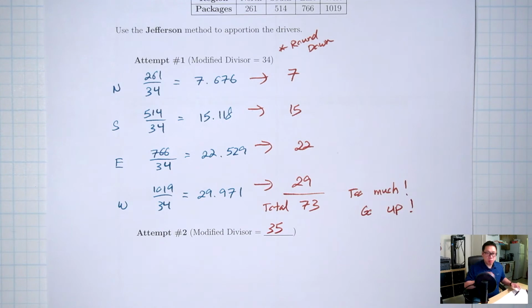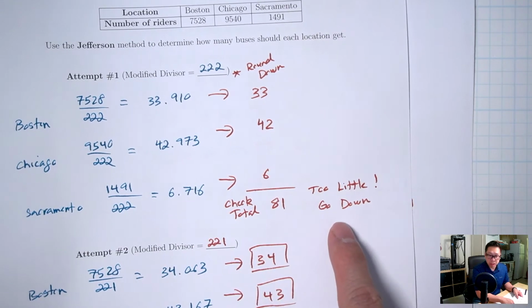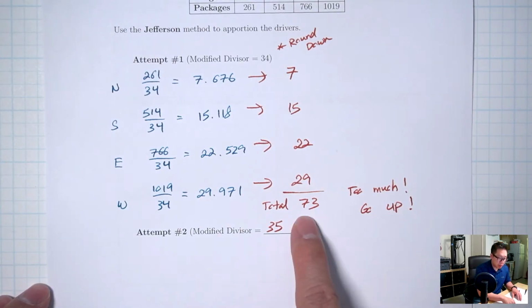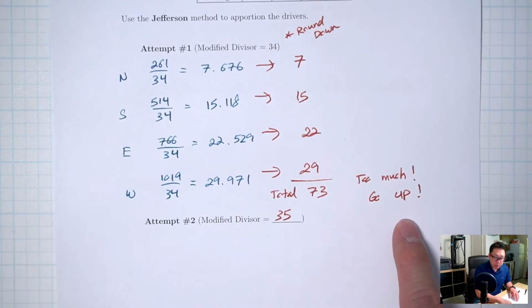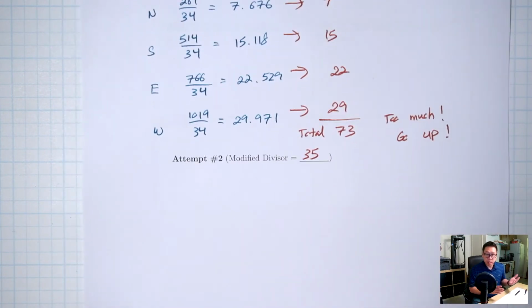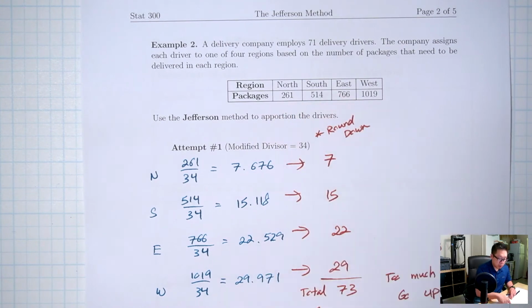Okay, so either you go through that reasoning, or just remember, if it's too little, go down. If it's too much, go up. Okay, so right now 73 is too much. I only have 71 drivers, which means I need to go up. It was 34, I'm going to go up to 35. And then do the same thing again. Divide each of the package numbers by 35.